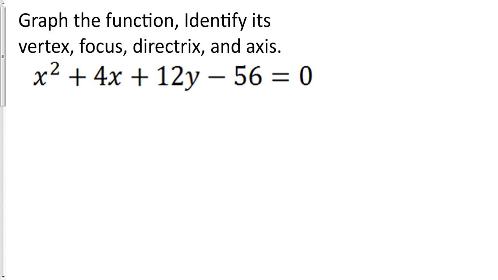Okay, so now we're going to look at an example involving a parabola with a vertical axis of symmetry, all right? So here's an example. Graph the function, identify vertex, focus, directrix, and axis. Now, the only reason we can call it a function, knowing that it's a parabola, is because it opens up or down, and the axis of symmetry is going to be vertical. It's going to be a vertical line.